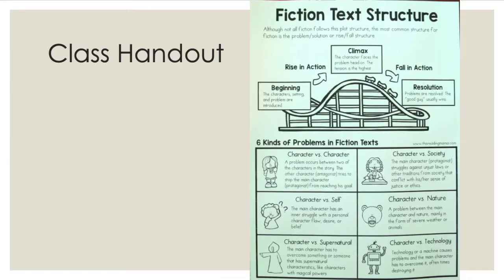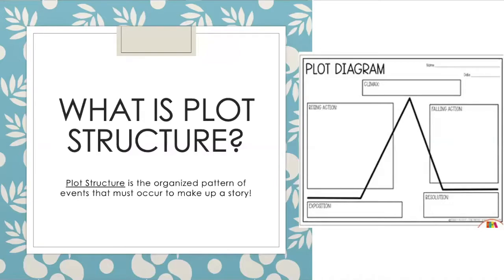So now that we have a little bit of an idea, let's dive deeper into what plot structure is. Looking here, just like we talked about, it's not a roller coaster, it's just a graph. And it says plot structure is the organized pattern of events that must occur to make up a story. So as I teach you guys, I want you to be thinking of a whitewater rafting situation. All right, so we're going to get started with the exposition.